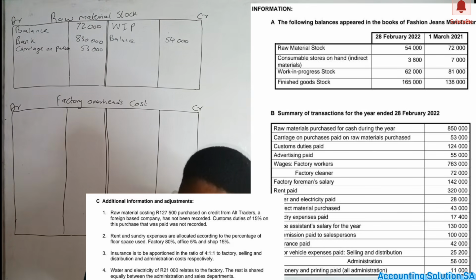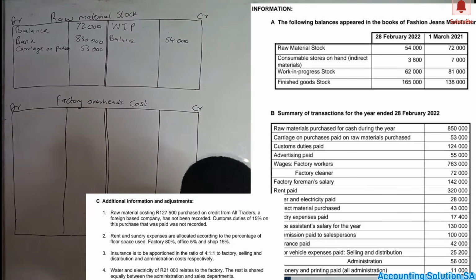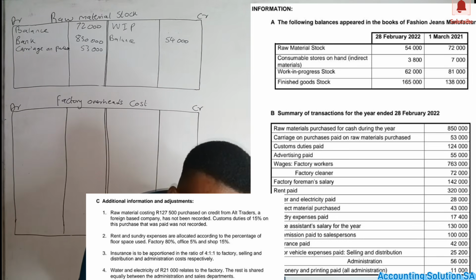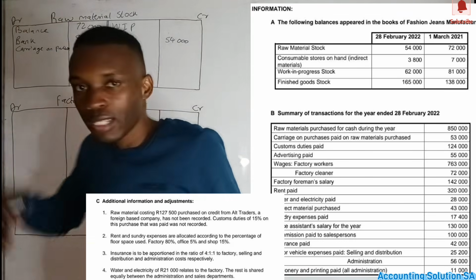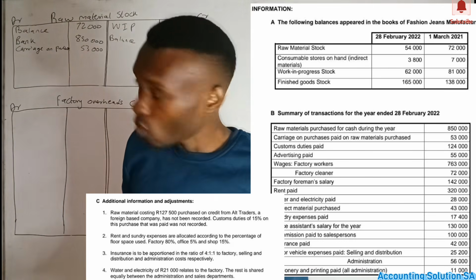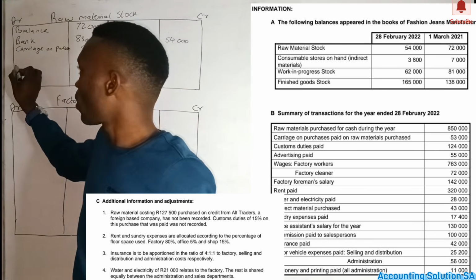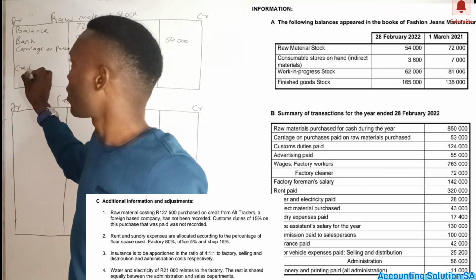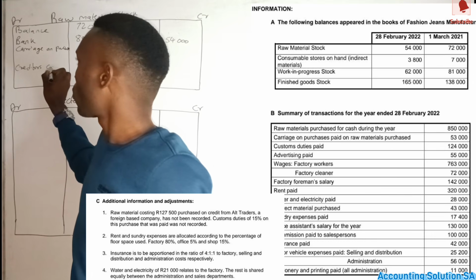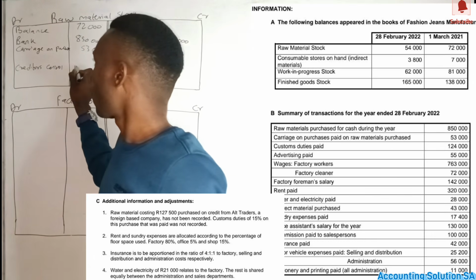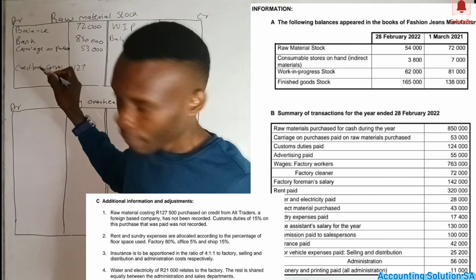But for customer duty, guys, I want us to go through the transaction number C. They said raw material costing 127,500 purchase and credit from Alter Trader, a foreign-based company, has not been recorded, which means that we have to record this raw material purchase. But this material was purchased on credit, which means that it's going to be creditors control, okay, of 127,500.